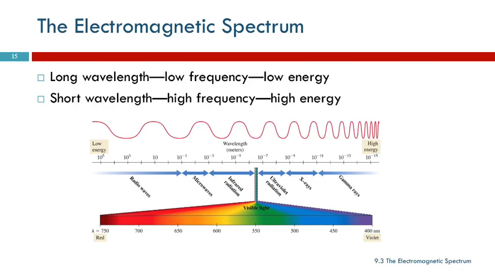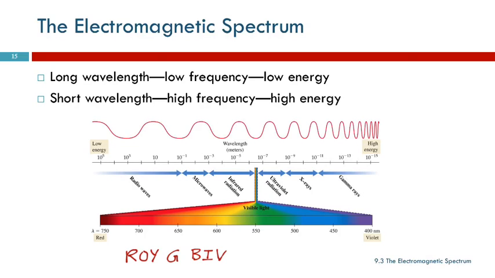So one thing you should know is the order of the visible light here. It's always in the same order, and you can remember that. Roy G. Biv. Aren't you glad that's not your name? Roy G. Biv. Red, orange, yellow, green, blue, indigo, violet. That's the order of the colors.